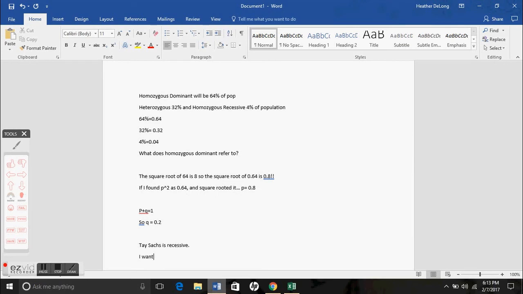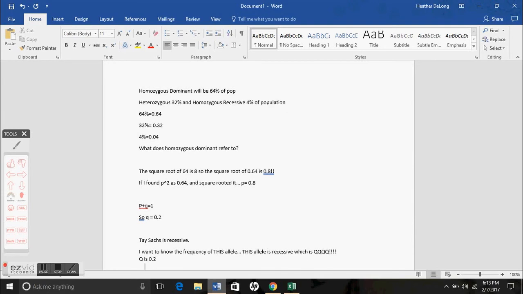I'm going to use the example number 9 on the homework and carry on with the idea that Tay-Sachs disease is caused by a recessive allele, and I want to know the frequency of this allele. Well, I'm looking for, of course, the frequency of my recessive allele, which refers to Q instead of P. The math we did just above, where Q equals 0.2, would be the answer, the allelic frequency of Q.